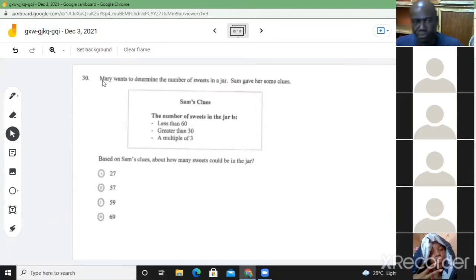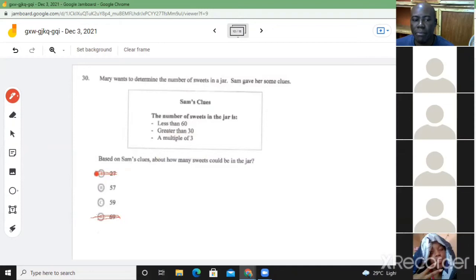It says that Mary wants to determine the number of sweets in a jar. Sam gave her some clues. So here are the clues from Sam. Sam is saying that the number of sweets in the jar is less than 60. If it is less than 60, we can start to cross out some things. If it's less than 60, then that can't be correct. Everybody agree? Yes, sir. And another thing, it says that it's greater than 30. That means this can't be in there.